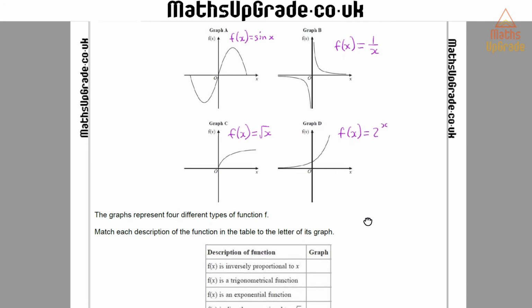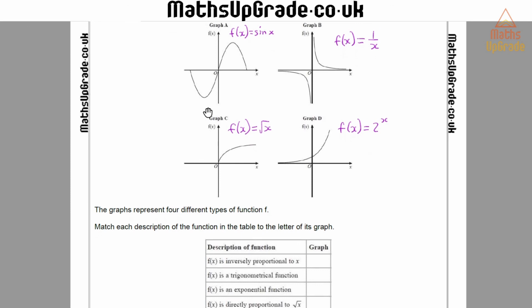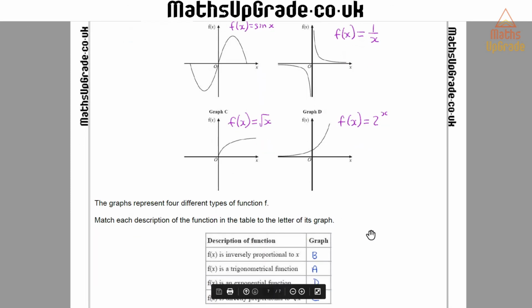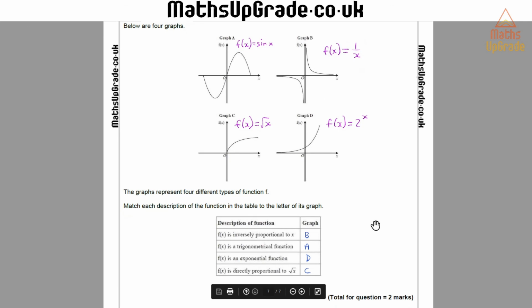So knowing that, we can start to then match up these graphs. This is the answer we should get. This first graph here, sin x, well that's the trig function, that's the easy one. This graph B here, that was the inversely proportional graph. This graph here, that was the graph which is direct proportional to root x, leaving this one here which is the exponential function. That question there was worth 2 marks.